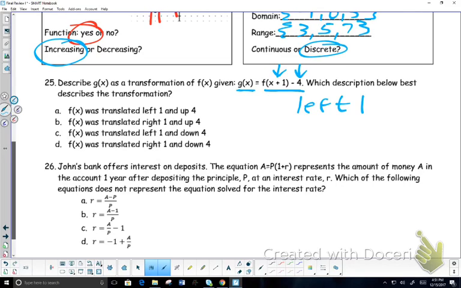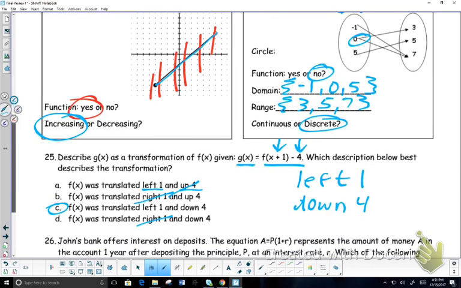Then, since this is an outsider, that means it's going to impact your y's. Your y's are going to be up and down. Since this is plus or minus, it's going to shift your graph either up or down. -4, outsider's a good guy, so it's actually going to move your graph down 4. So when you go over here, you talk about f of x was translated left 1 and up 4. Nope, it wasn't. Right 1, nope, it wasn't. Left 1 and down 4. There you go. Right 1, nope, it wasn't. Remember, always eliminate the other.